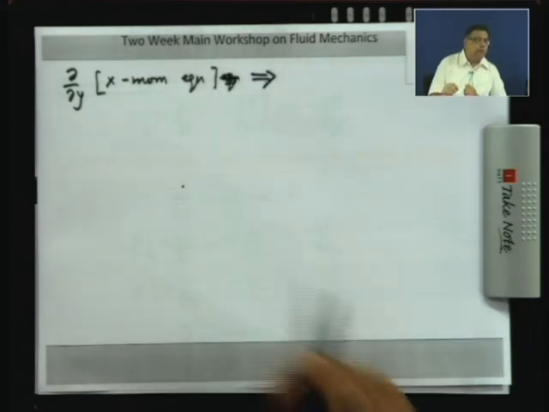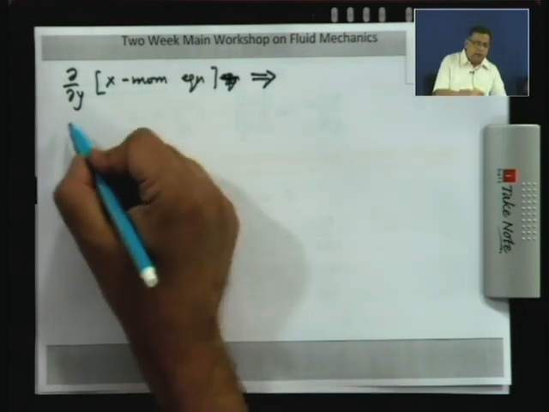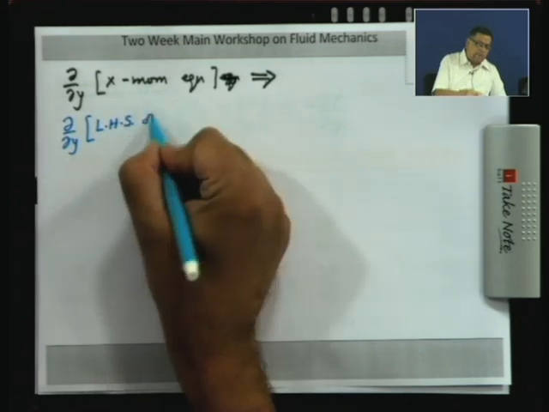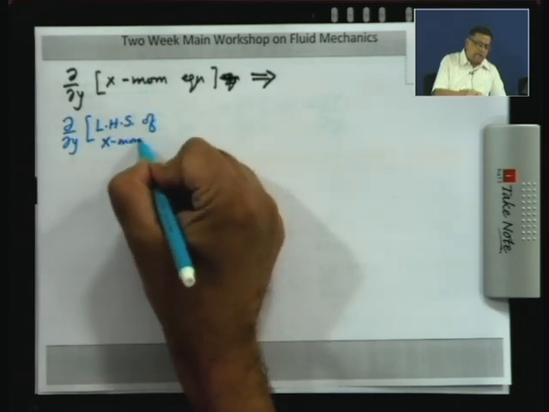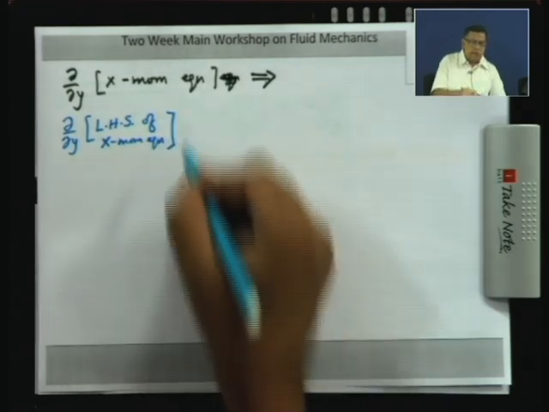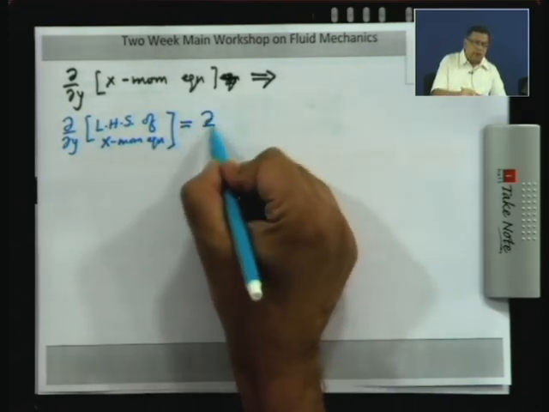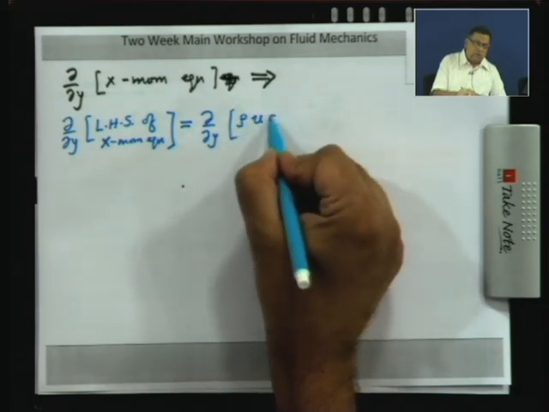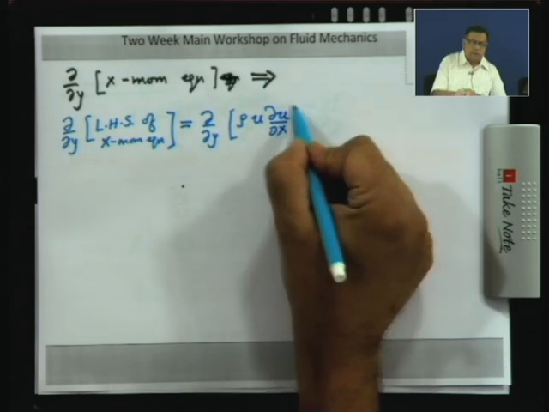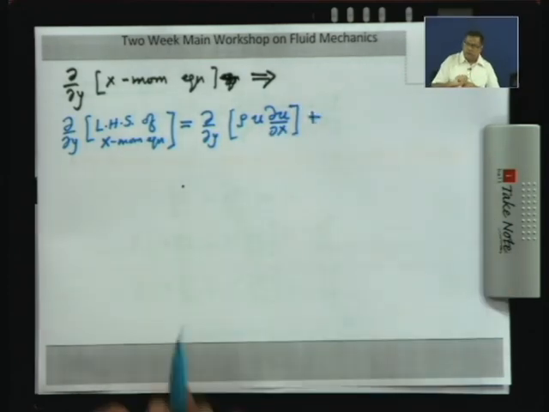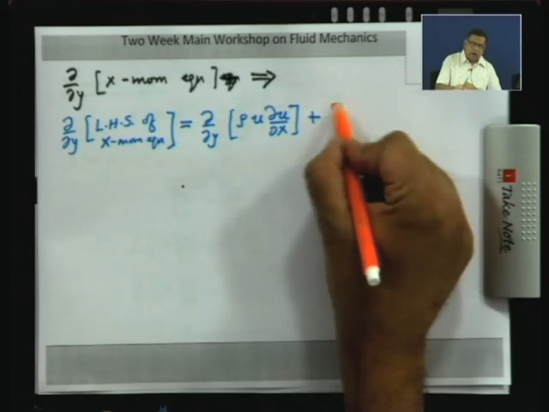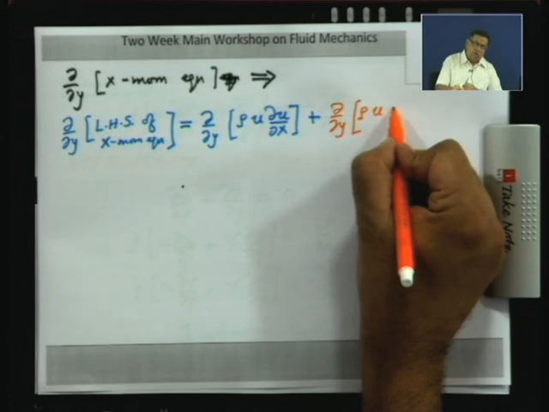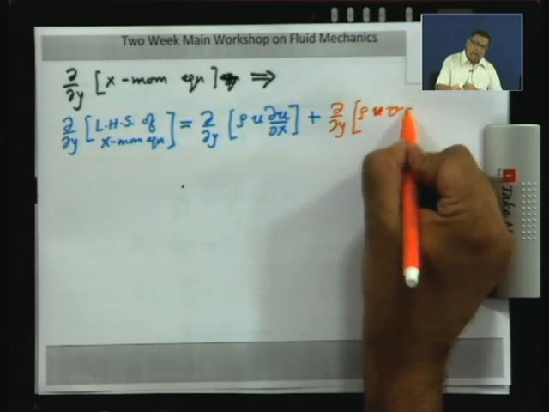And see what this tells us. So, if we look at ∂/∂y of the left hand side of the x momentum equation, you are going to have ∂/∂y of ρu ∂u/∂x plus ∂/∂y of ρv ∂u/∂y.